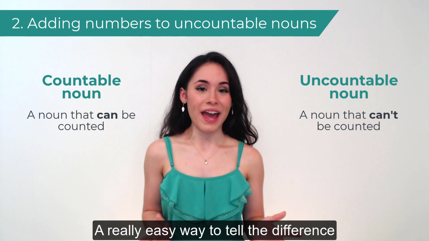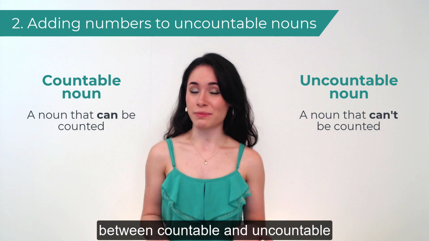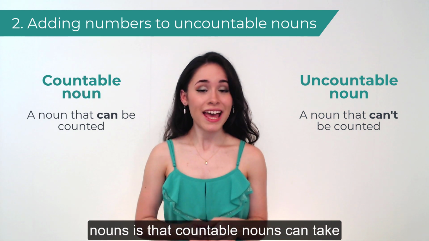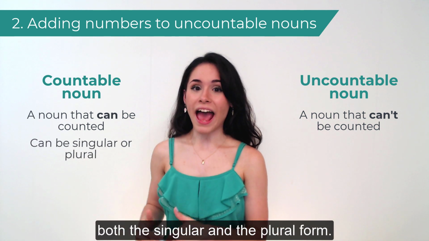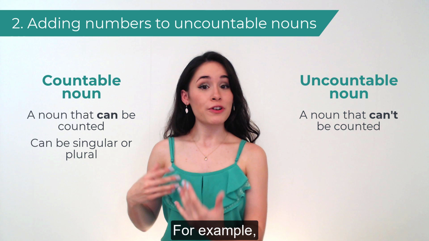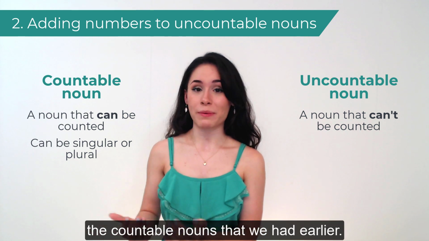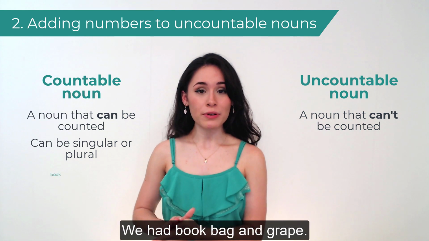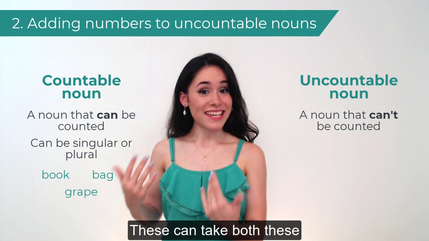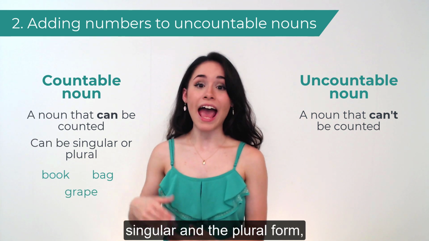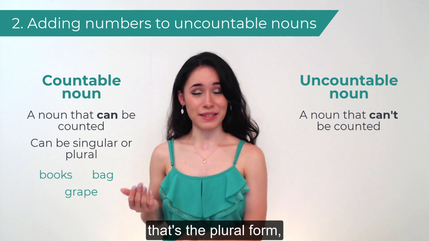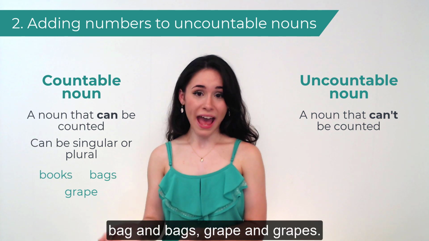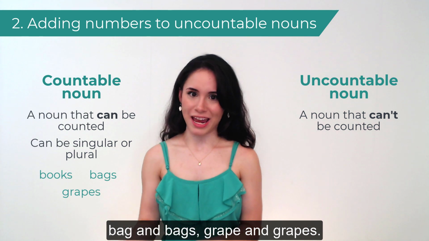A really easy way to tell the difference between countable and uncountable nouns is that countable nouns can take both the singular and the plural form. For example, the countable nouns that we had earlier. We had book, bag, and grape. These can take both the singular and the plural form. So we can say book and books, that's the plural form, bag and bags, grape and grapes.